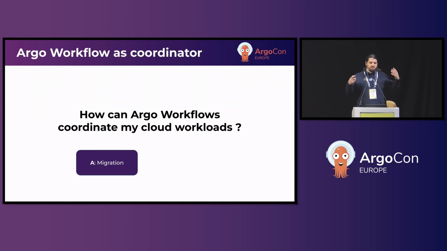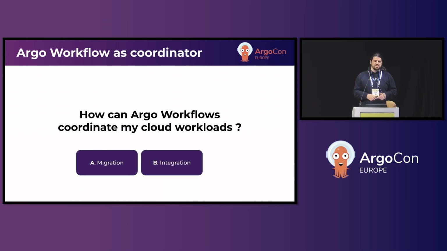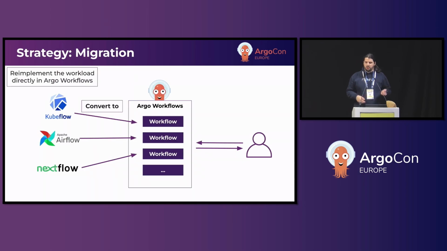So we came up with two strategies. The first is migration, so take the thing we have and make an Argo Workflow from it. And the second strategy is integration, because there are quite a few things we can't really that easily migrate because there are requirements, there are some additional boundaries we can't really break to make an Argo Workflow out of everything. And so we did both. So for strategy migration, okay, it's quite simple.